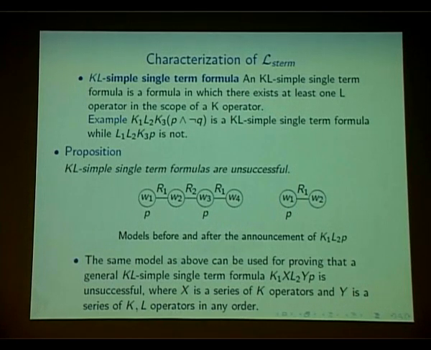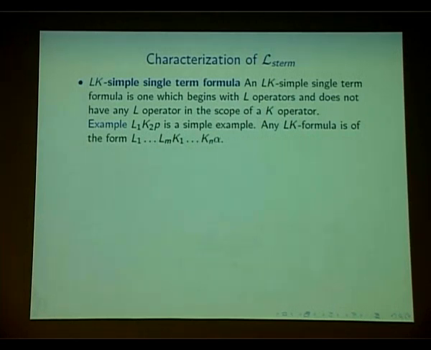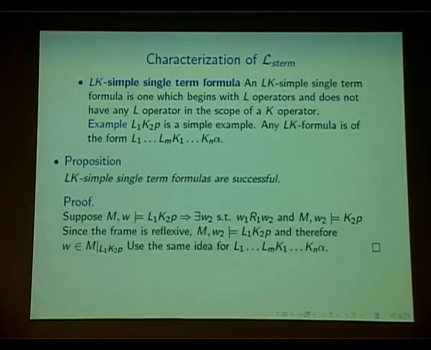Similarly, for the other formulas, we have the LK simple single term. There, we put the restriction that it begins with L operators, and then you have no L operator in the scope of a K operator. So it's somehow dual to the KL simple single term. A very simple example is L1 K2 P, where you don't have any L operators in the scope of a K operator. You can actually reason that any LK simple single term will be of this form: a bunch of L operators followed by a bunch of K operators. And it turns out that they are actually successful.